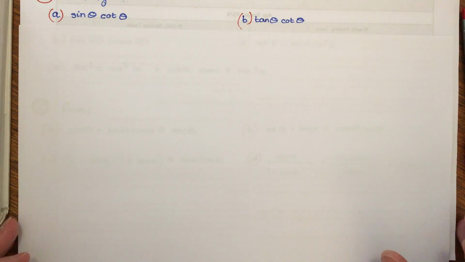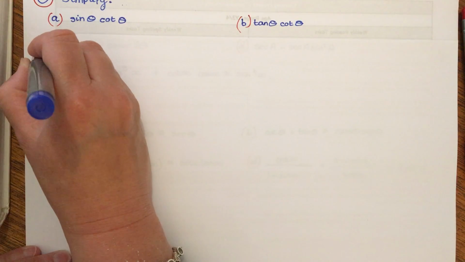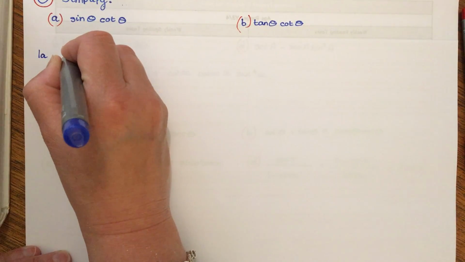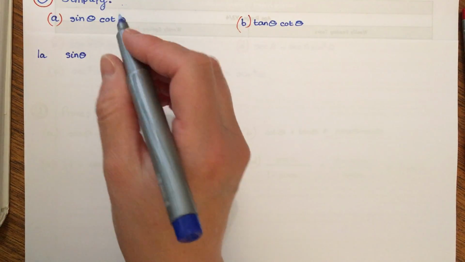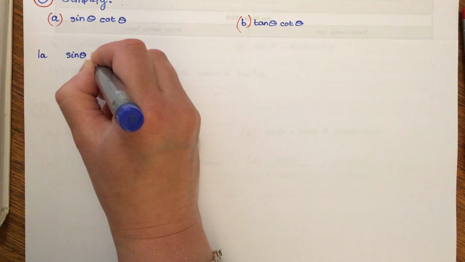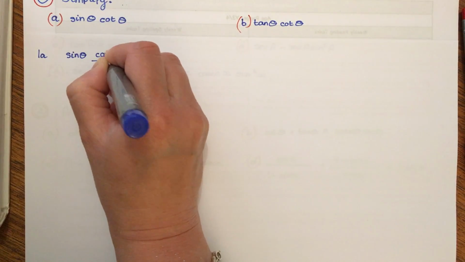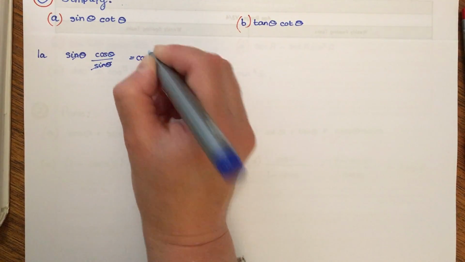Okay, so let's try to work through your starter questions and find the answers. So for 1a, we've got sine theta, which is an original, so I'll keep it as it is. Cot, which is either 1 over tan or cos over sine, so I'm going to use cos over sine because we've already got a sine here. Those two will cancel out and leave you with cos theta. Nice and easy.